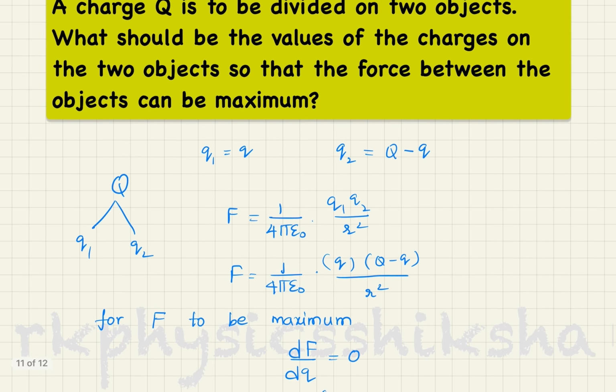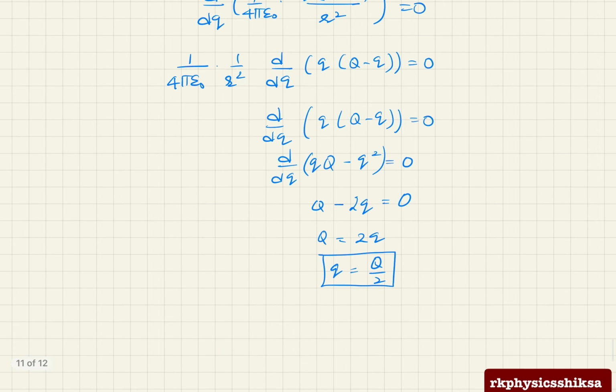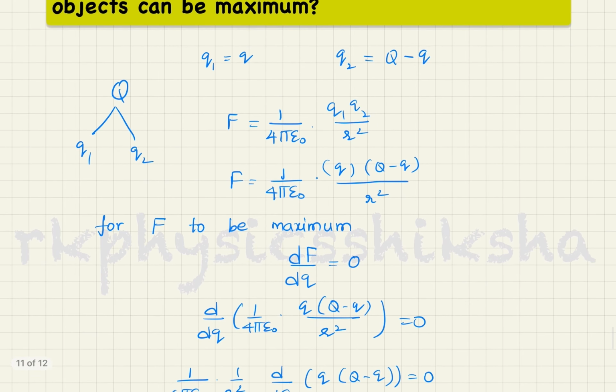The force between the two bodies will be maximum for small q equal to capital Q by 2. In that case, Q1 becomes Q by 2 and Q2 also becomes Q by 2. So if the charge is distributed equally on the two bodies, then you will have the maximum force between the two bodies.